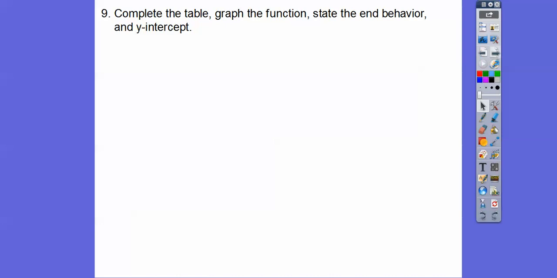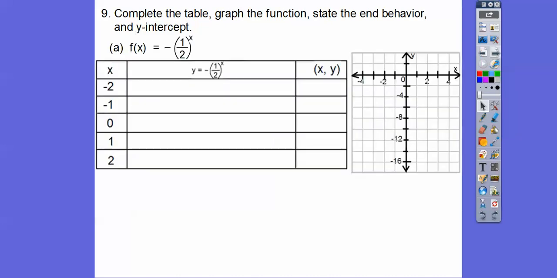Okay, so complete the table, graph the function, state the end behavior, and the y-intercept. Okay, so here we go. We have y equals f of x. f of x equals -1/2 to the x power. So let's complete the table. Let's plug in these values right here. So I'm going to plug in -2 right here.